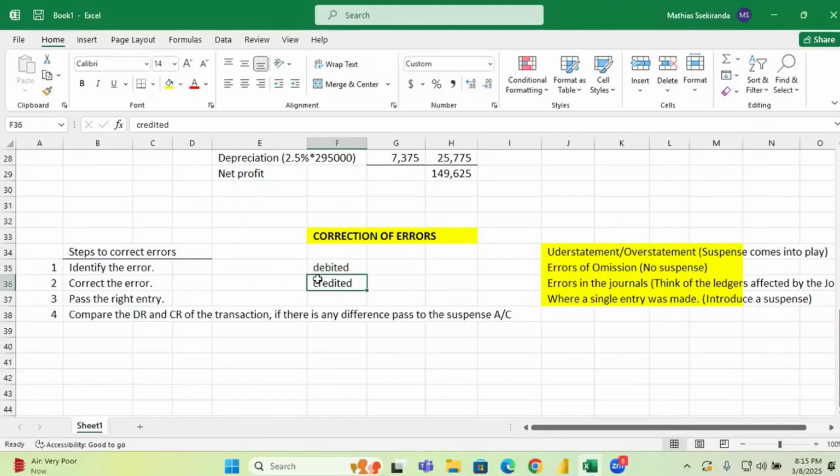And I'm emphasizing it as you read, as you practice identifying errors. When you identify it and you know your double entry very well, correcting it is very easy, and passing the right entry is very easy. Okay? Any questions before I start on the numbers?